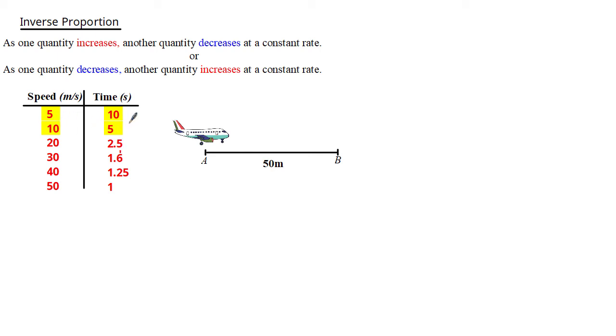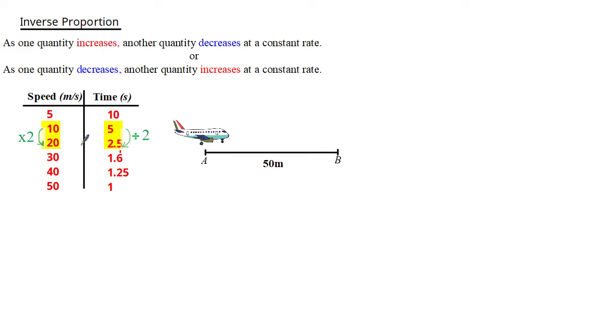Starting with these values, when the speed changes from 5 to 10 meters per second, it doubles, or in other words, we multiply by 2. But what happens to the change in time? Well, the time changes from 10 to 5, so it halves, or in other words, we divide by 2. And we can see that this same relationship holds between any two values of time when the speed doubles. For example, 10 to 20. We see that the time halves from 5 to 2.5 seconds.